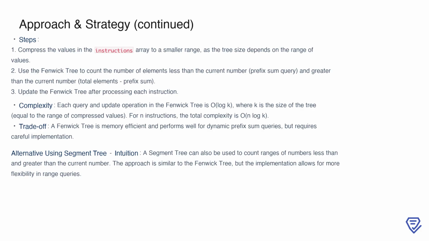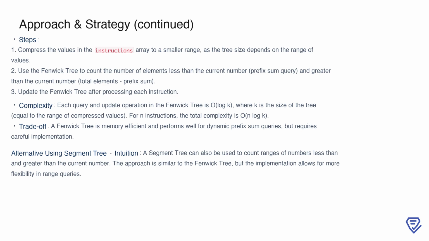Next, we use the Fenwick tree to perform two main operations for each instruction. First, we count the number of elements less than the current number using a prefix sum query. Second, we calculate the number of elements greater than the current number by subtracting the prefix sum from the total count of elements processed so far. After computing these counts, we update the Fenwick tree to include the current number. This allows the tree to dynamically reflect the state of the processed instructions.